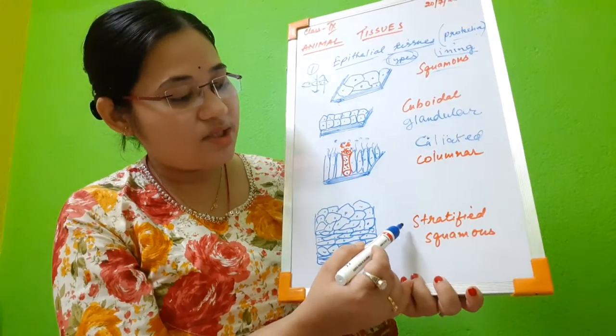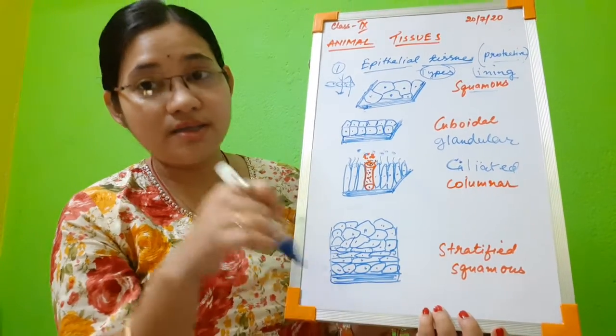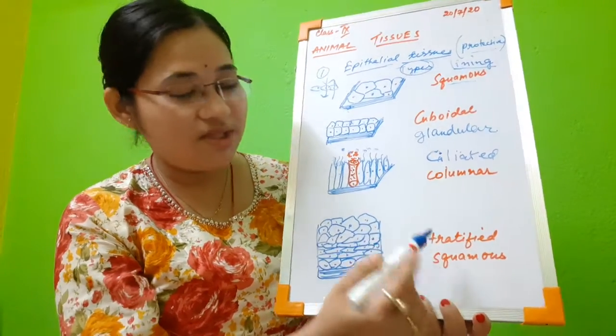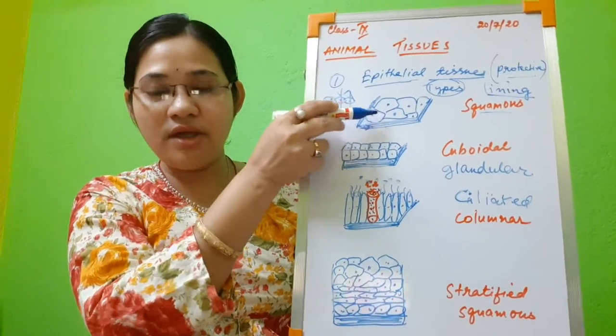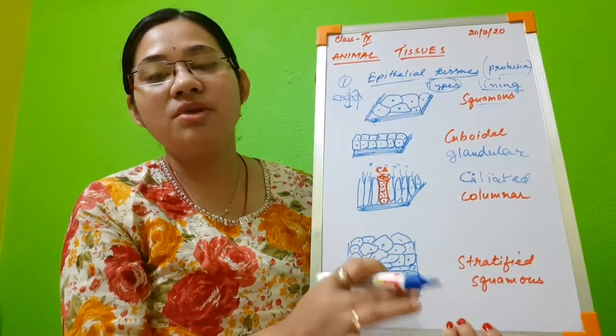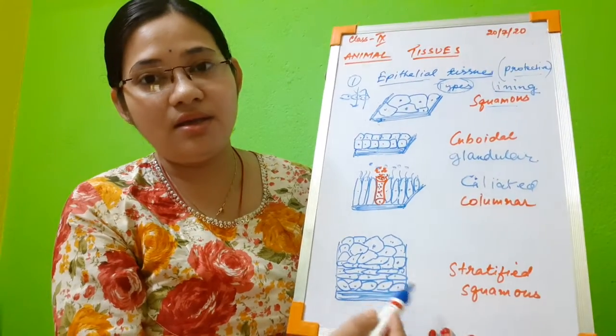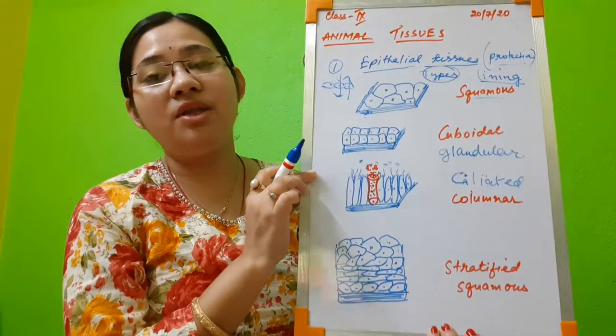The last type is the stratified squamous. Stratified squamous are present in our skin. Stratified means layered. See, there are several layers. They are squamous tissues only, but they are several layered. So these are some types. Where are they present? In the skin. Their function is protection.